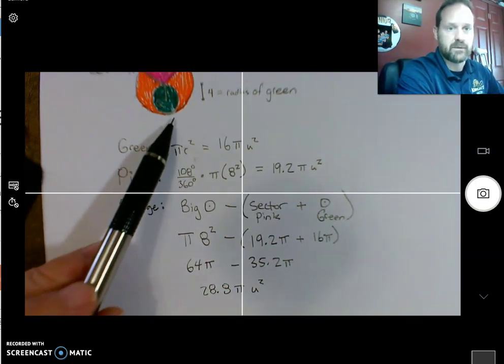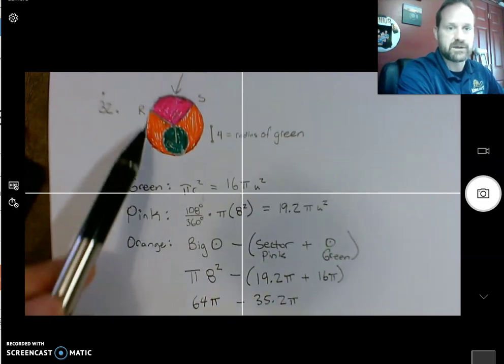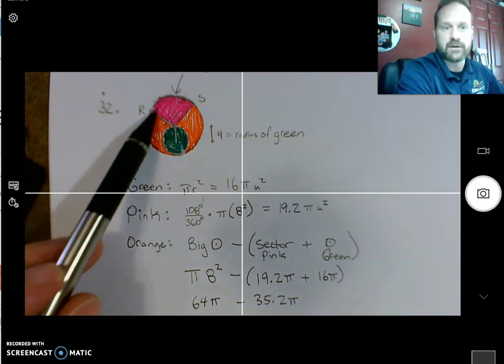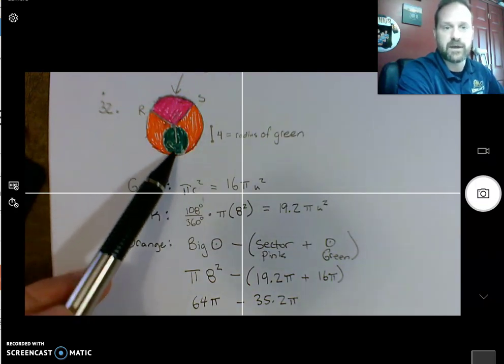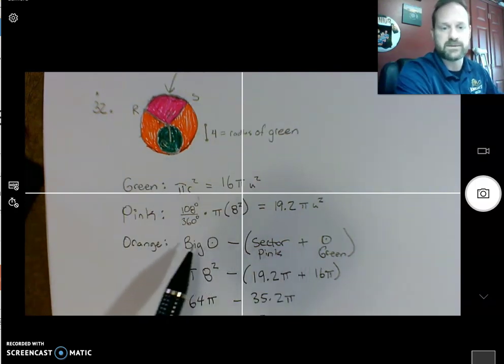Okay, so a review. The small one giving us there, the pink section using our sectors here, and then orange. You got to be clever and figure out, okay, it's the big circle minus the sum of these two. This is so important, guys. I love this step here, so please, please, please show that in your work.